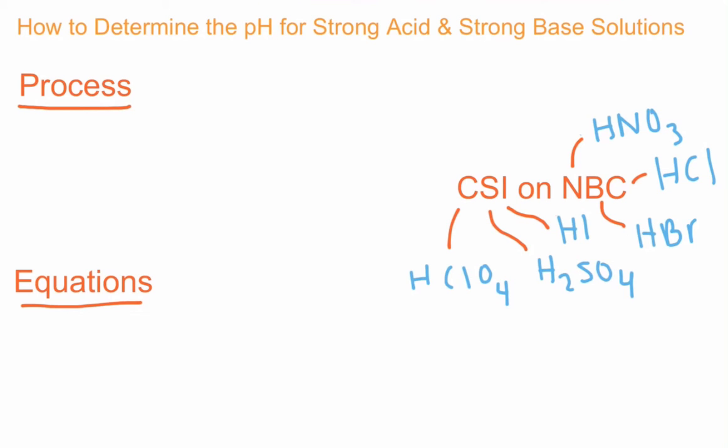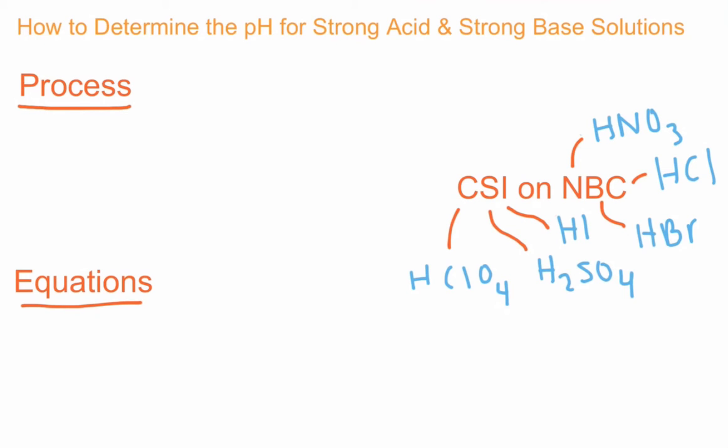For strong acids, I remember it as CSI on NBC, so HClO4, H2SO4 for the S, I would be HI, N would be HNO3, B would be HBr, and C is HCl. It's just one quick, easy way to remember those 6 strong acids. We can assume everything else is a weak acid.